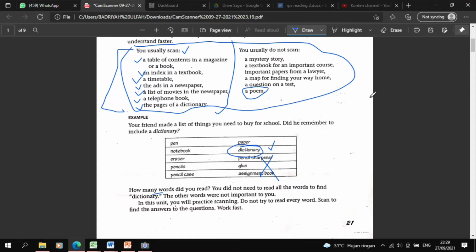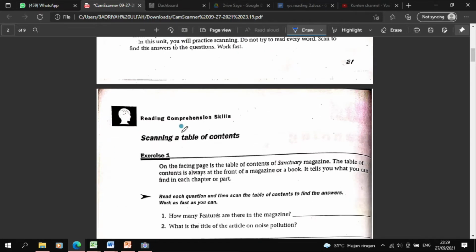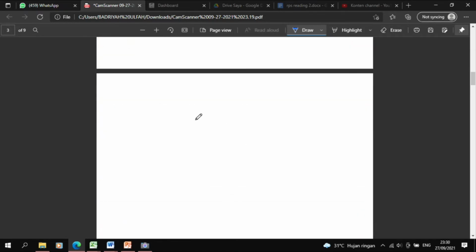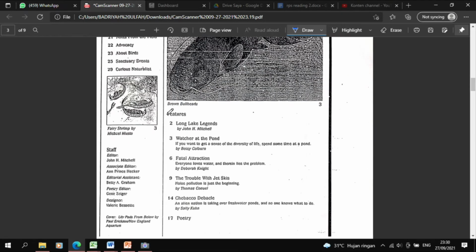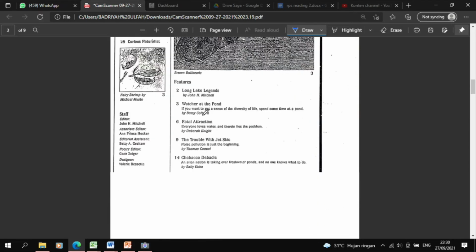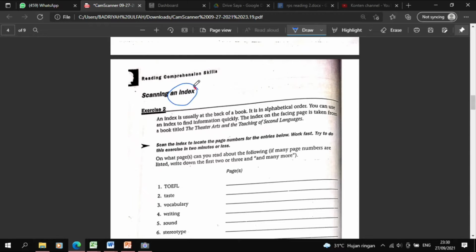So you have to practice yourself to do scanning with table of contents, melakukan scanning untuk daftar isi. So here is the question, and then here is the table of contents. Okay, and then the second one, you have to scan an index.